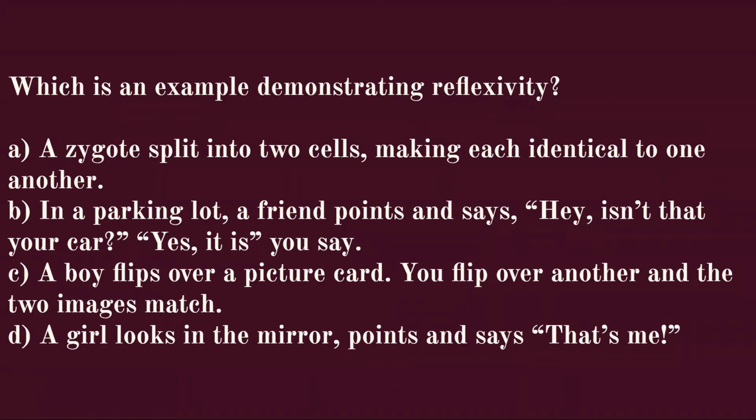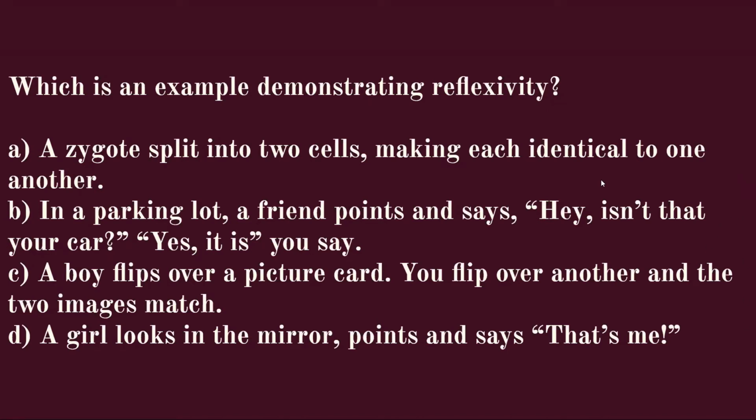First, when I look at A, I see a zygote split into two cells, making each identical to one another. That to me sounds like biology. The other thing here is that we don't have a match being created. All we're seeing is two things splitting. There's no identification happening there, so there's no derived relation occurring.